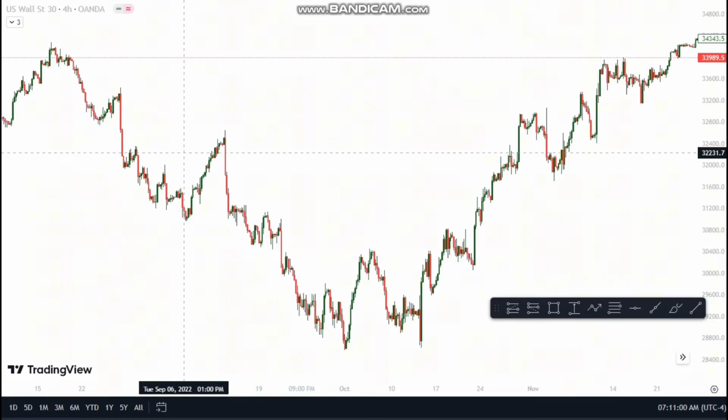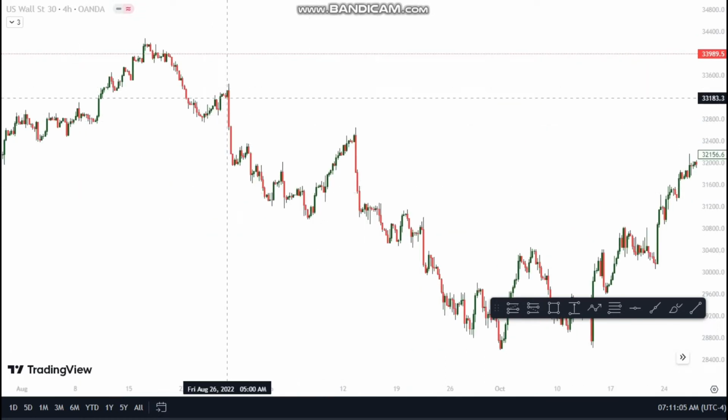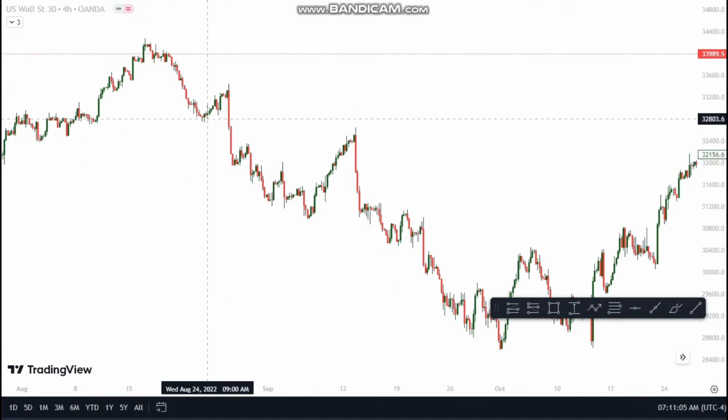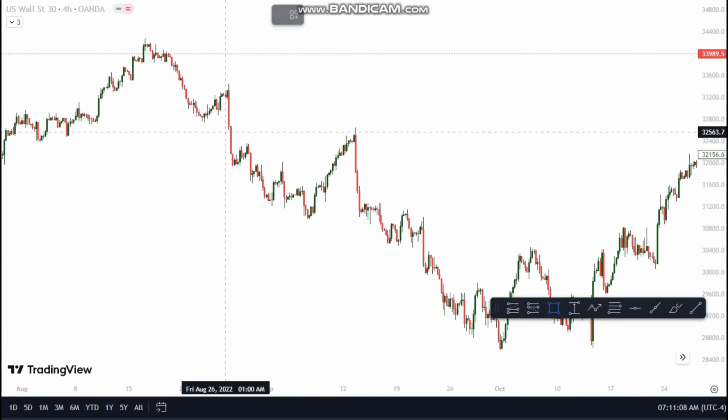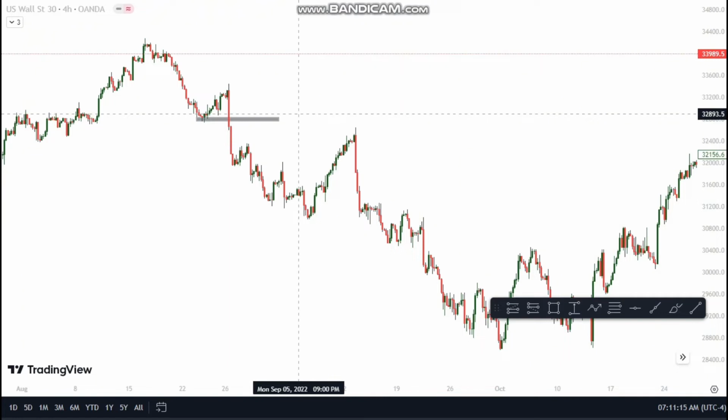The way we mark out supply and demand is looking at this area now. We see that the price dropped from this point. Can you see? It took out this low here. So where do you think is our demand? Sorry, where do you think is our supply here?